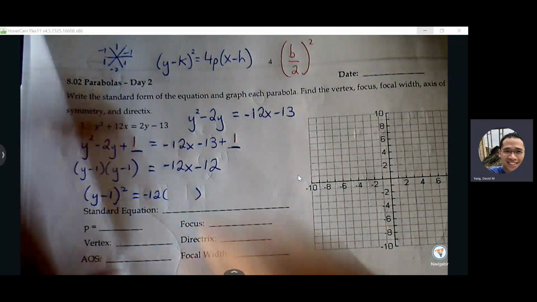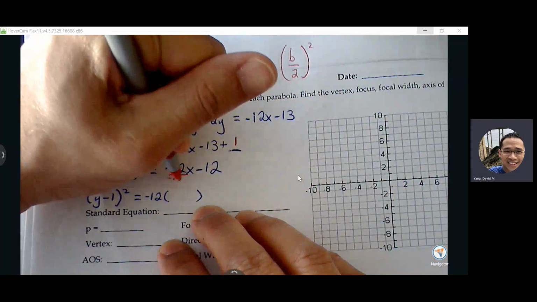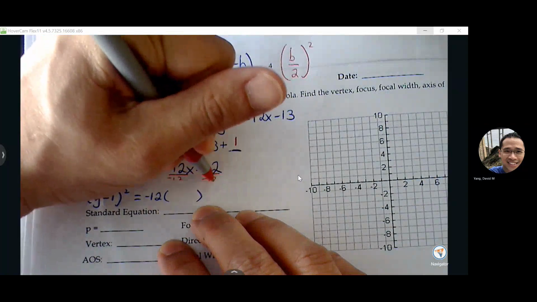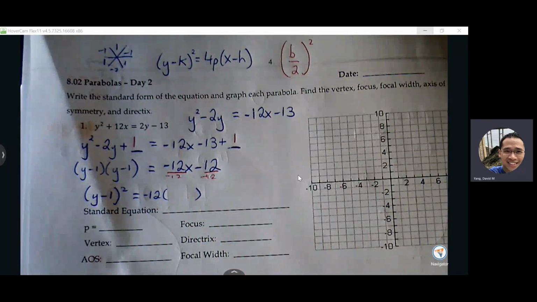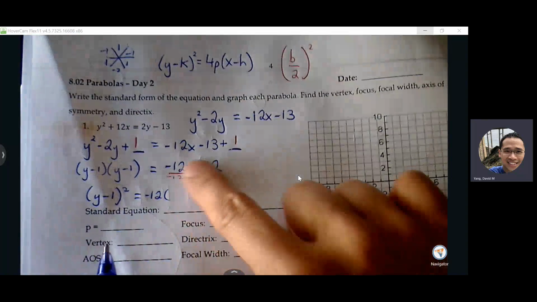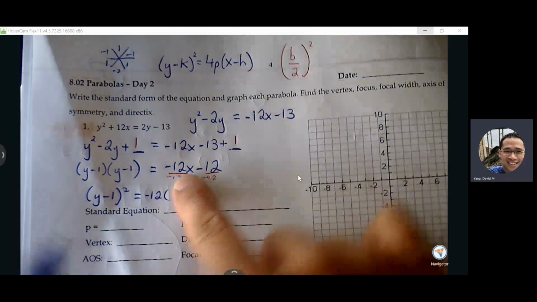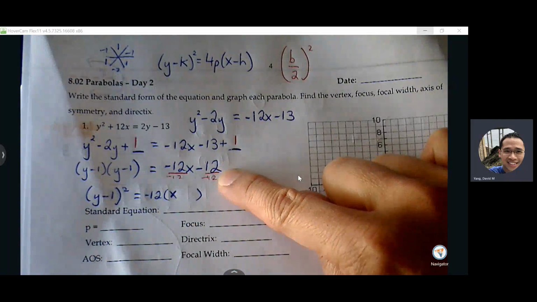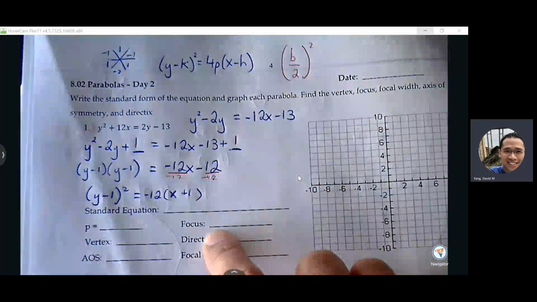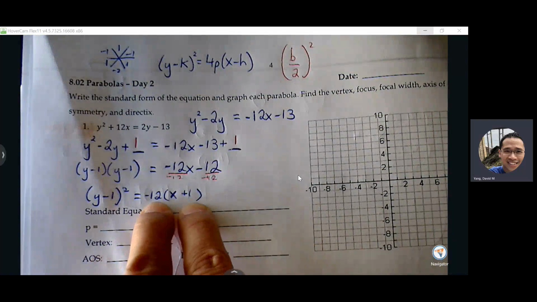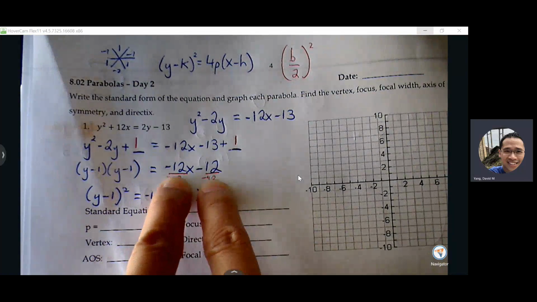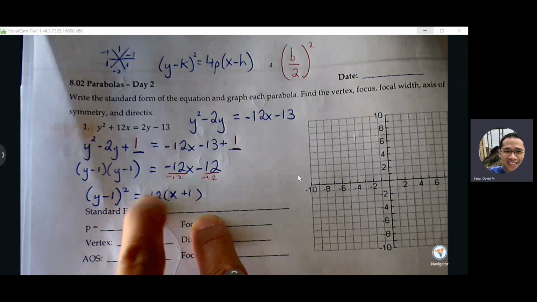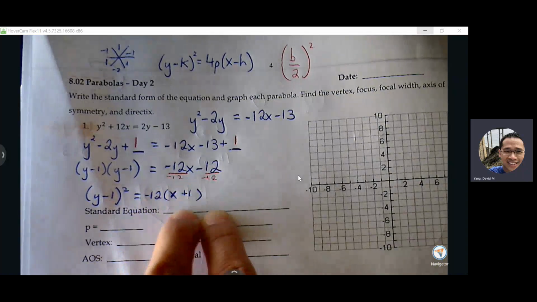If I factor a -12, that means I'm dividing everything by -12. Let's figure out what goes inside the parentheses. -12x divided by -12 is just positive x, and then -12 divided by -12 is positive 1. Always double check. Distribute that -12 through, and make sure that you can still go back to where you came from. If I distribute this through, I get -12x minus 12. That's perfect. That's my standard form.